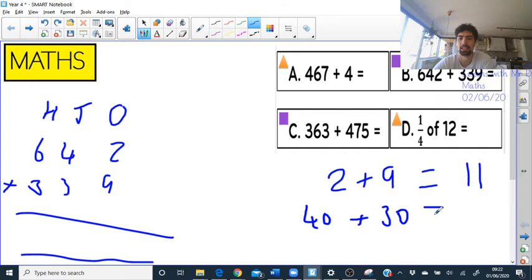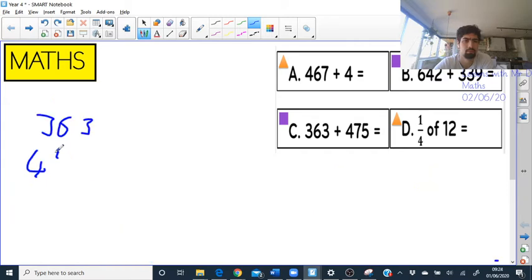Next, C was 363 add 475. Again, I'm writing with a mouse, so I might try and invest and get one of those pens. My screen is a touch screen, so I might be able to write on the screen.